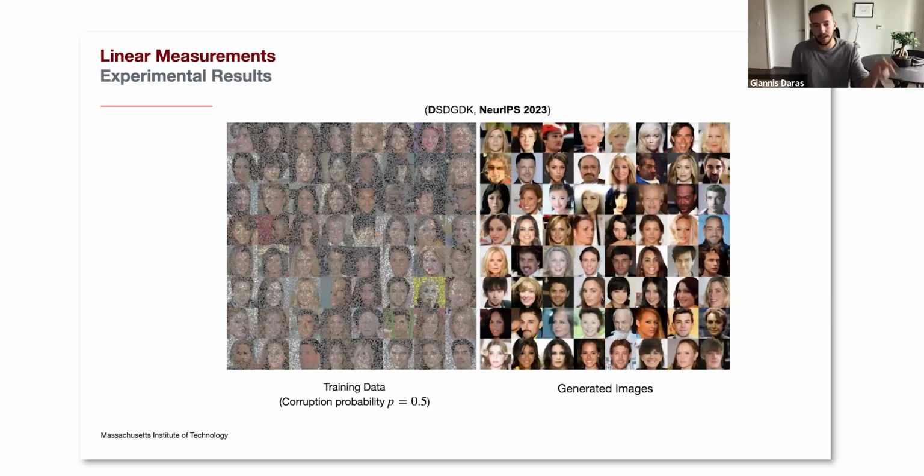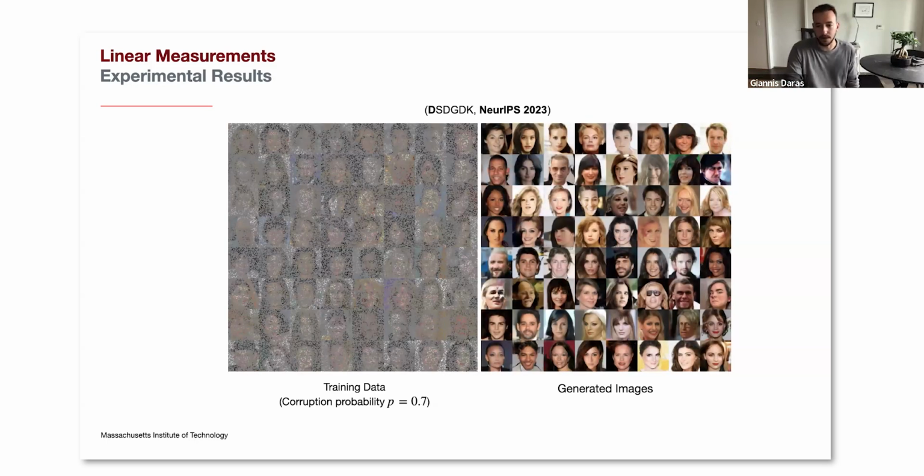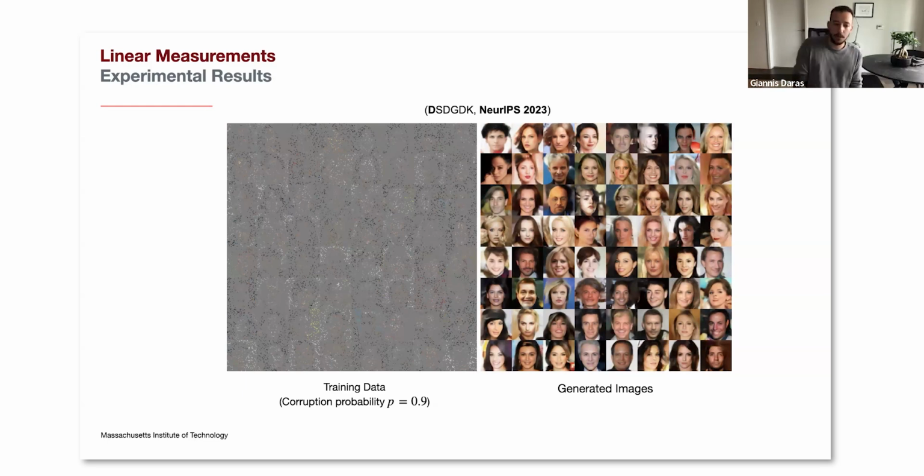On the left, you see training data, where on average 50% of the pixels are missing. On the right, you see the generated images, and as you can see, they don't have any missing pixels. So my model managed to generate images without missing pixels, even though it never saw a whole image. Then I increased the corruption, and it still works. I trained models where 90% of the pixels are missing, and then we went to the extreme: we trained with 95% of the pixels missing, and you still get pretty reasonable generated images.